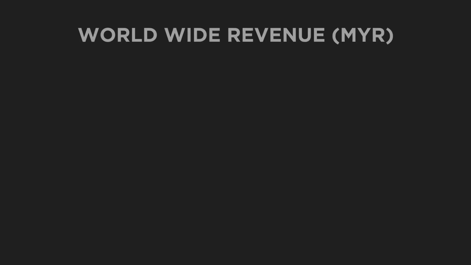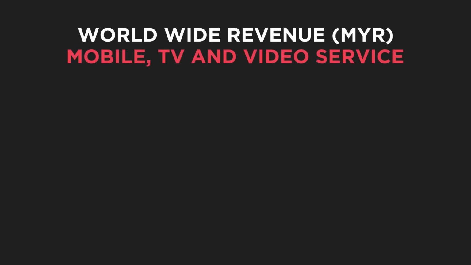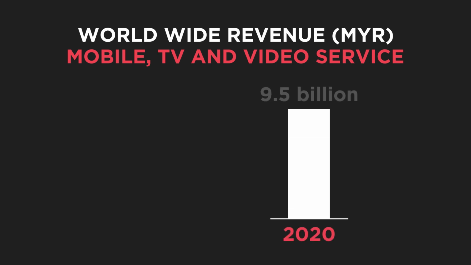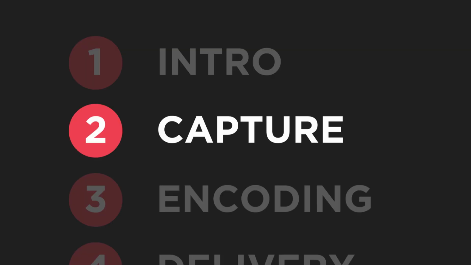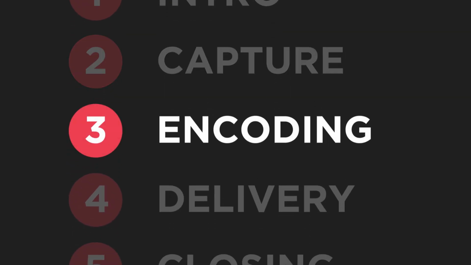For extra information, the worldwide revenue from mobile TV and video services is expected to reach 9.5 billion in 2020, up from 4.5 billion in 2013. The demand is growing with the appearance of the mobile market, as mobile devices account for 10% of global online video plays. Moving on to encoding.